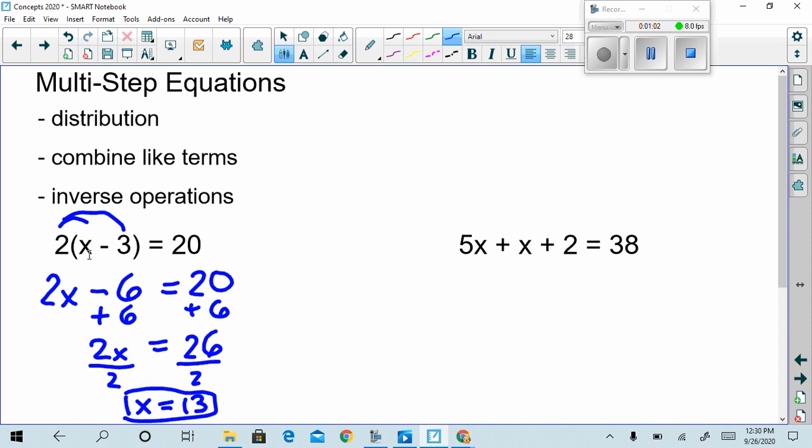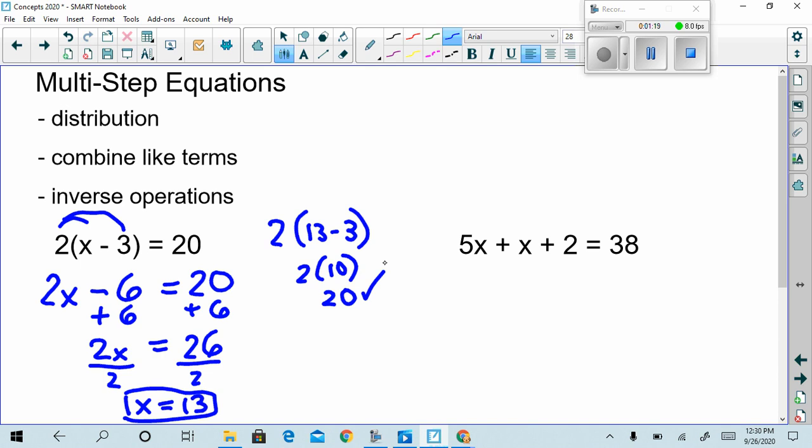Now if I put 13 back in my equation to do a check, I would have 13 minus 3, and 13 minus 3 is 10, and 2 times 10 is 20, and it checks.